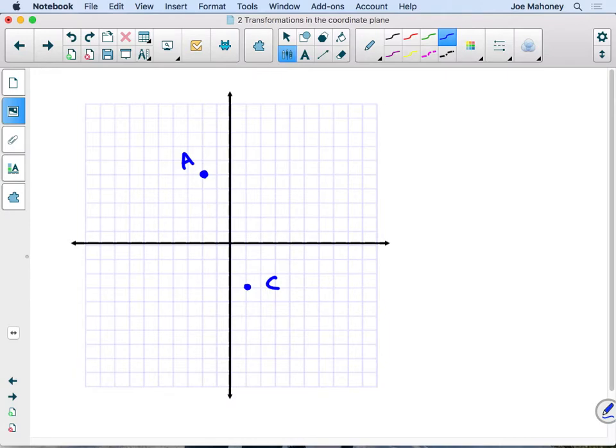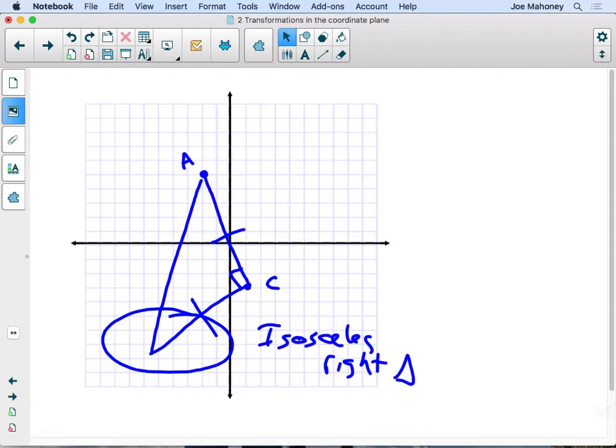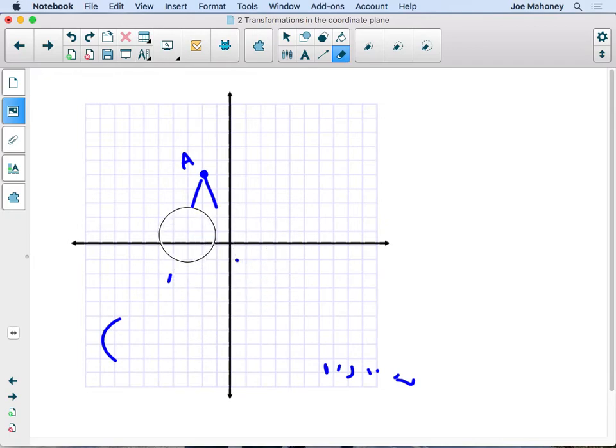So again, what I like to think about doing is, how do I get from A down to C? Think of a 90-degree rotation like this. I want to find the point somewhere probably in here that makes an isosceles right triangle. Because remember, a rigid motion preserves distance. So that length and that length will be the same. And that angle is going to be 90 degrees. So let's see if we can figure that out.